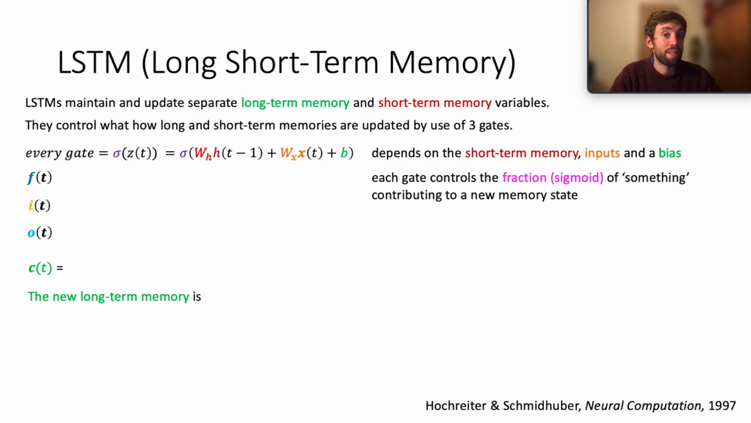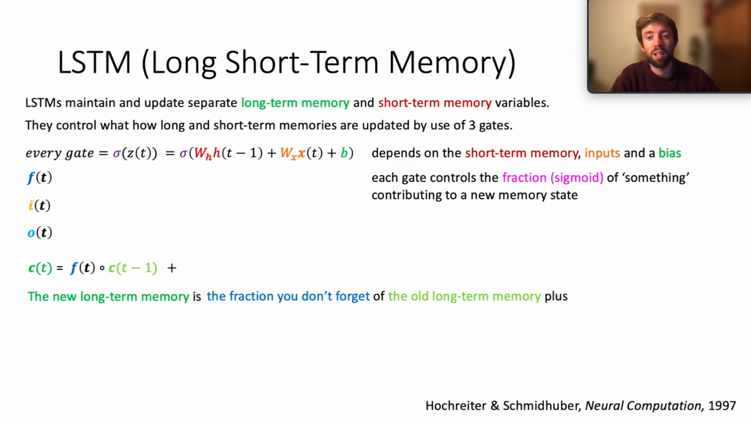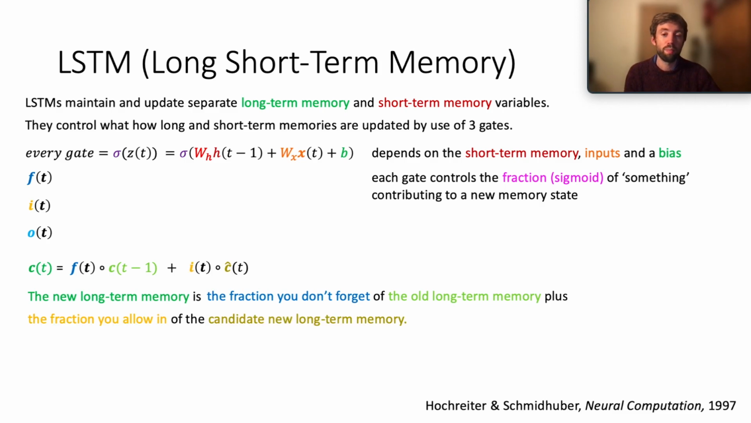Now, where the LSTM differs from most other RNNs is in the use of this internal cell state that we can think about as a slightly longer term memory. And the update for the long-term memory is as follows. The new long-term memory is the fraction that you don't forget of the old long-term memory, plus the fraction you allow in of the candidate new long-term memory.